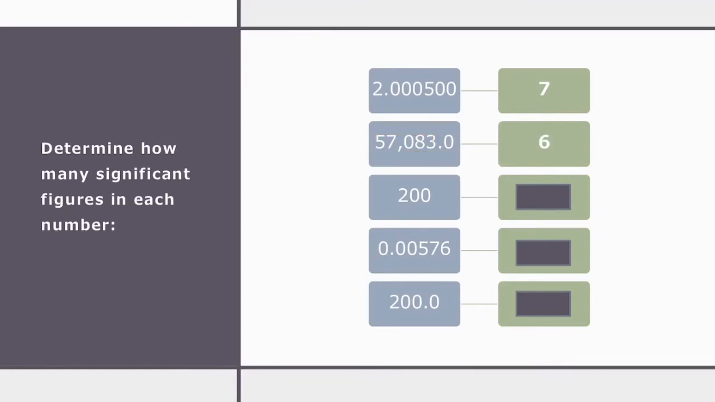6 sig figs. All my non-zero digits get a box here, and there's no decimal, so I'm not going to put a box around those last 2 zeros. So in this case, I just have 1 sig fig.